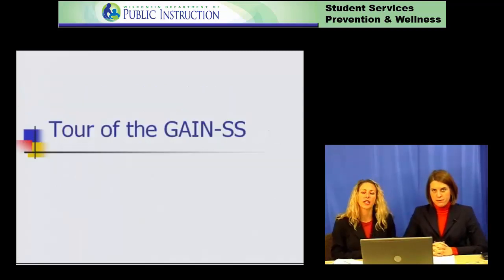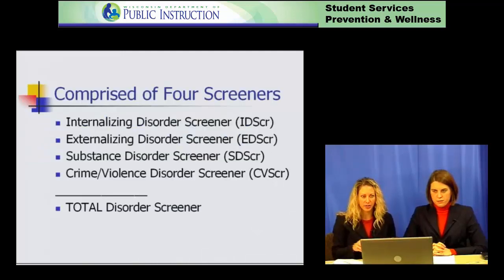Now we're going to go ahead and tour the instrument. As Erin mentioned before, you may want to follow along with the blank short screener instrument itself so that we can go through each of the 4 screeners. The first of which is the internalizing disorder screener. The second one is the externalizing disorder screener. The third is the substance disorder screener, and the final screener is the crime and violence disorder screener. All 4 of these screeners comprise the total disorder screener.